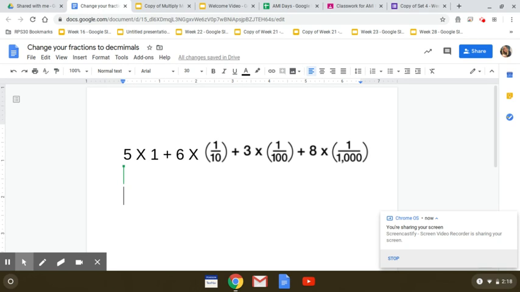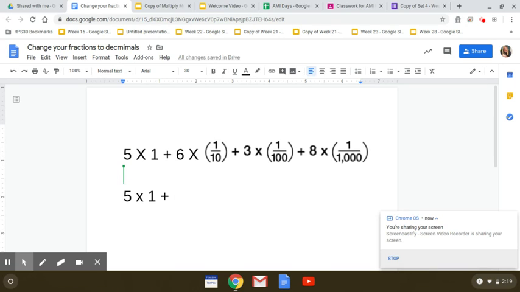Everyone, today we are going to work on expanded form and writing it in standard form. So the first thing you're going to do is rewrite the problem, turning the fractions into a whole number. So we have 5 times 1 plus 6 times 1/10.